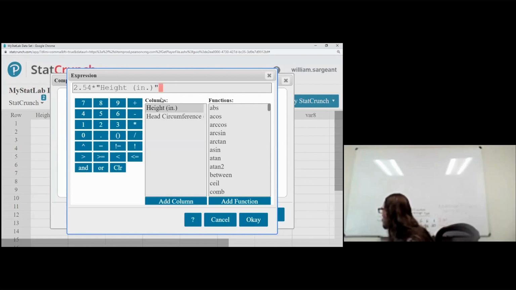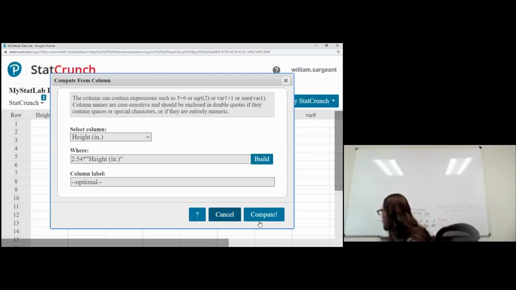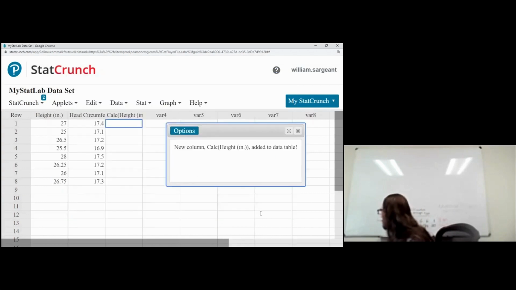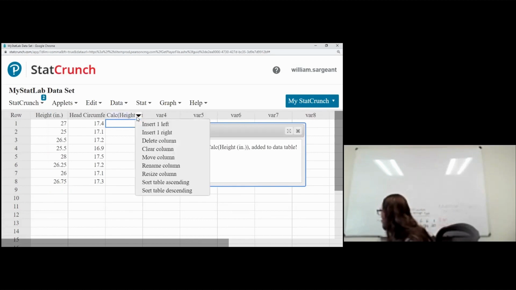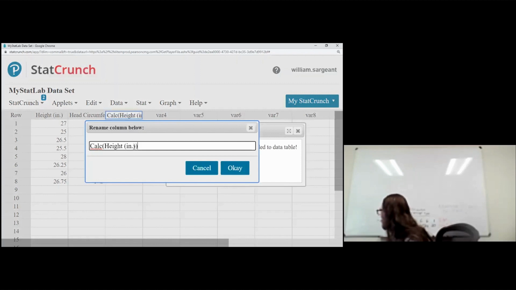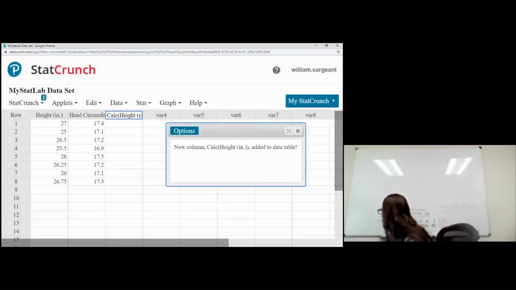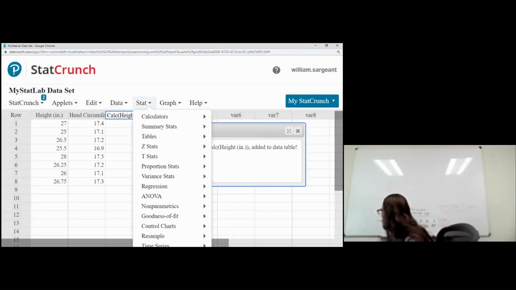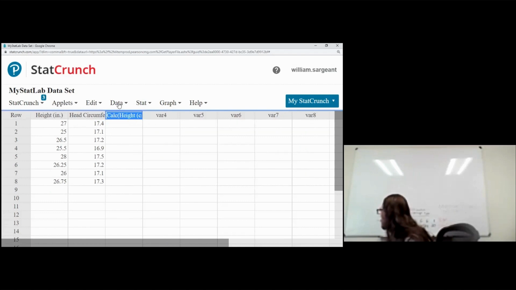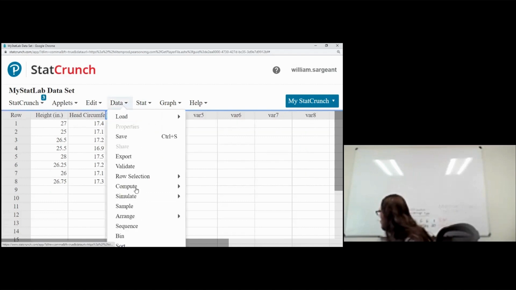Then we can see that R is a unitless number. So it should not matter whether height is measured in inches or centimeters, and the same thing goes for head circumference. Whether that's measured in inches or centimeters, we should come up with the same value for R.